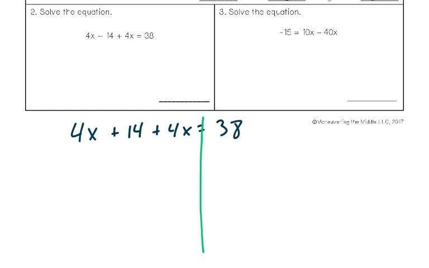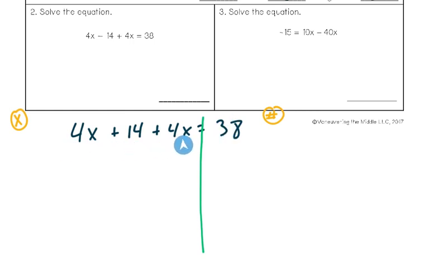I'm going to just write a little note in the corner. I want my x's here on the left because that's the side that they're already on. I want my numbers all together on the right side of the equation. So that just helps me organize this so I know I'm getting my x's all together over here and my numbers together over here.